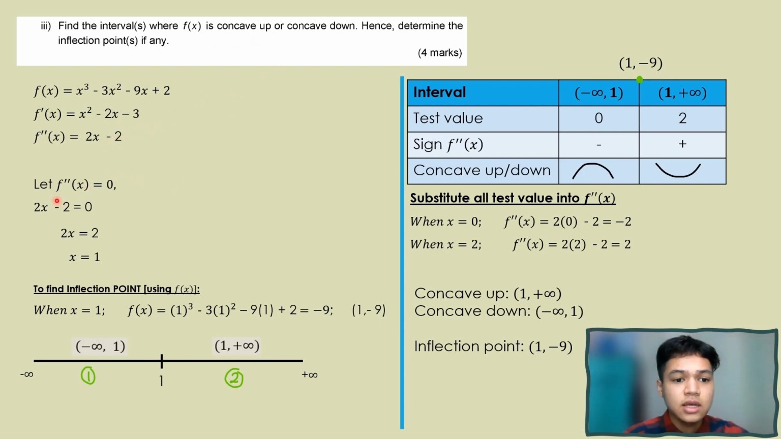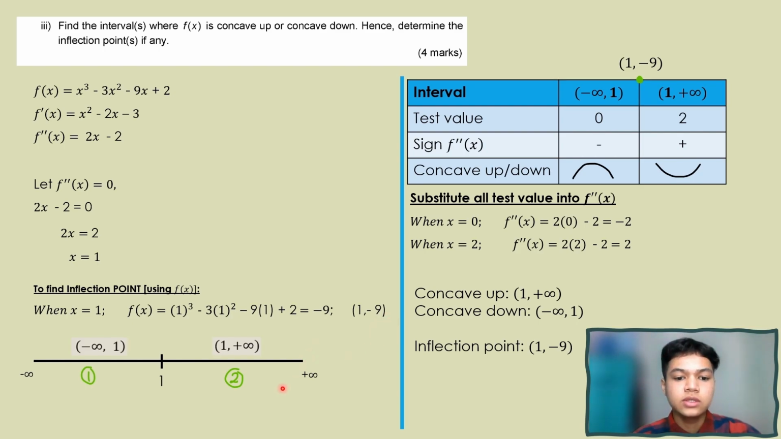Then next, f double prime x equal to 0. And find the x value and we will get x equal to 1. To find the inflection point, use the f(x) equation, put the x value into the f(x) equation. When x equal to 1, we will get -9 and we will get the inflection point. It is (1, -9).